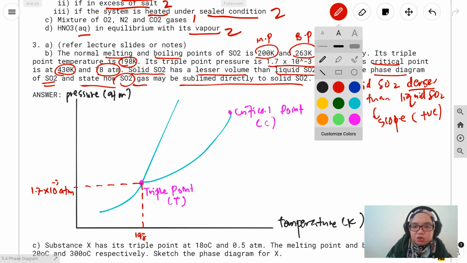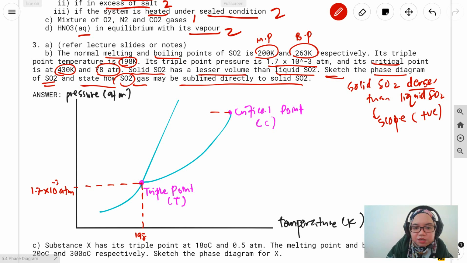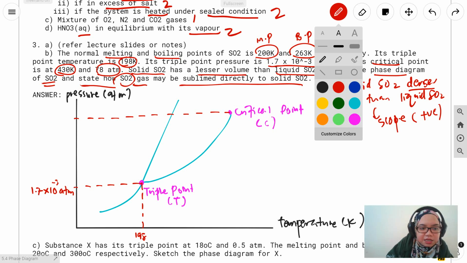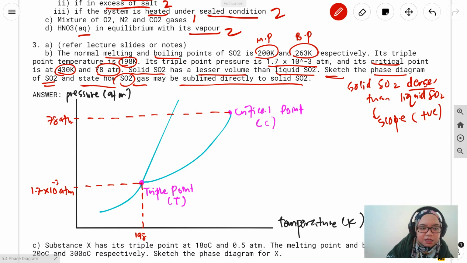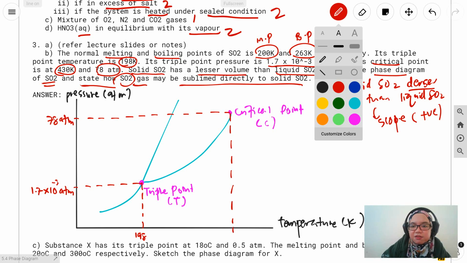Now we label the temperature and pressure for the critical point. The critical point pressure is at 78 atm. So here it is 78 atm. And its temperature is at 430 Kelvin.